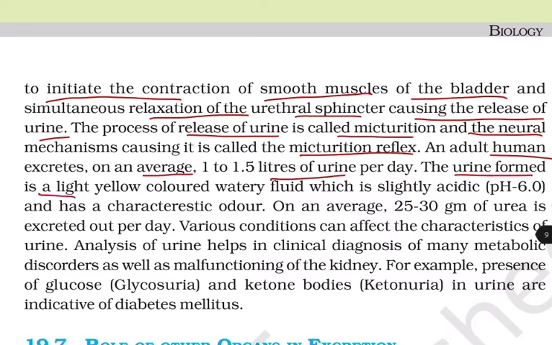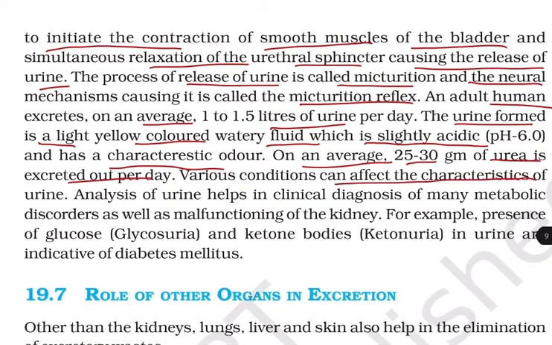The urine formed is a light yellow colored watery fluid which is slightly acidic, that is pH 6, and has a characteristic odor. On an average, 25 to 30 grams of urea is excreted out per day. Various conditions can affect the characteristics of urine.